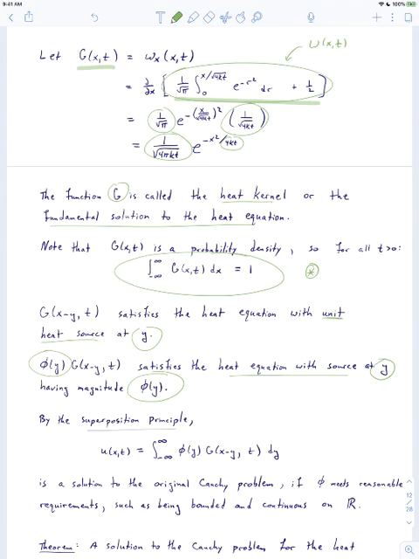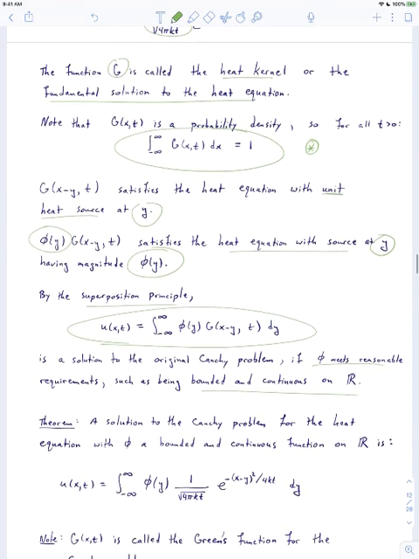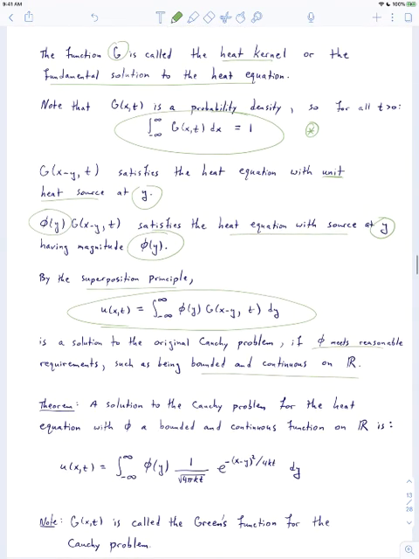So by the superposition principle, we can then take linear combinations of these things. If we have a whole continuum, then we do that through integration. So u at x comma t equals the integral from minus infinity to infinity of phi y times g at x minus y comma t dy is a solution to the original Cauchy problem, as long as phi meets reasonable requirements, such as being bounded and continuous on R, which is usually a reasonable requirement to insist upon. So this gives us a solution to the Cauchy problem that we started with.